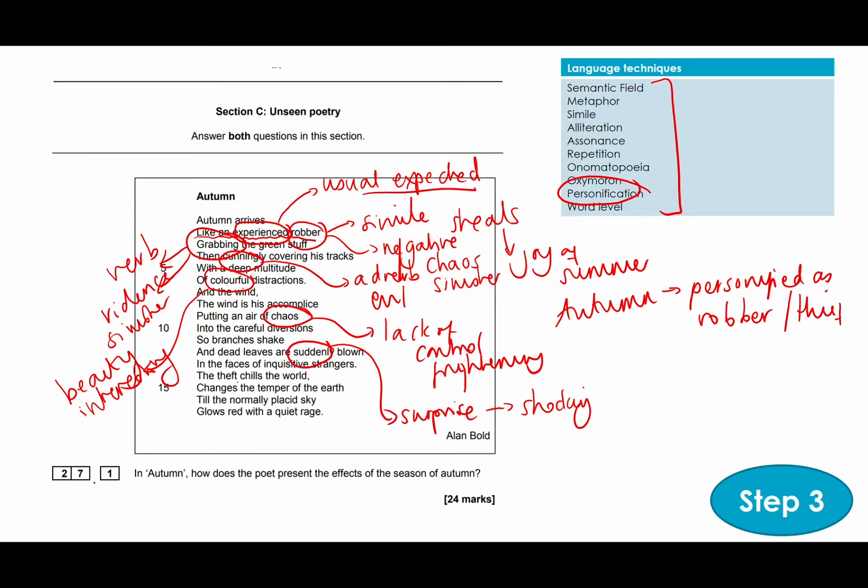The theft chills the world. Now I'm thinking here, this is autumn. I like the fact that autumn is being described as a theft. That's a metaphor. And it chills the world. Chills makes me think of almost like if you've got chills, it's like fear. It's like a very negative emotion, almost painful. Maybe a loss of joy.